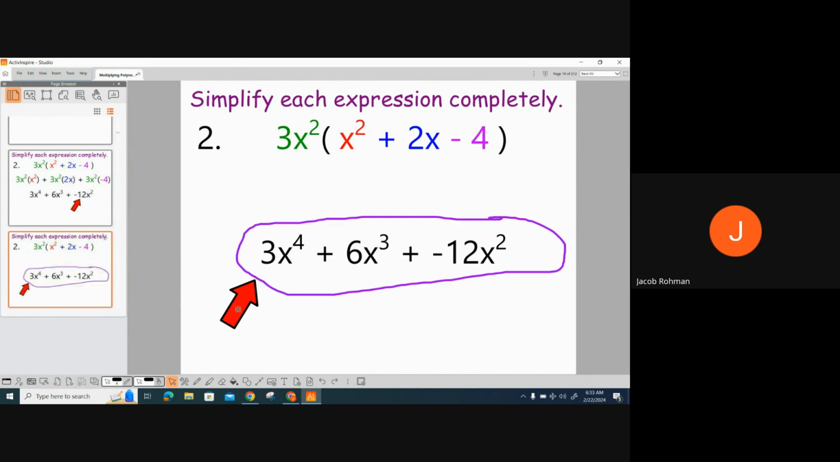And also notice that this is in standard form of a polynomial, meaning that the terms are in descending order of the highest exponents, so to the 4th power, to the 3rd power, to the 2nd power.